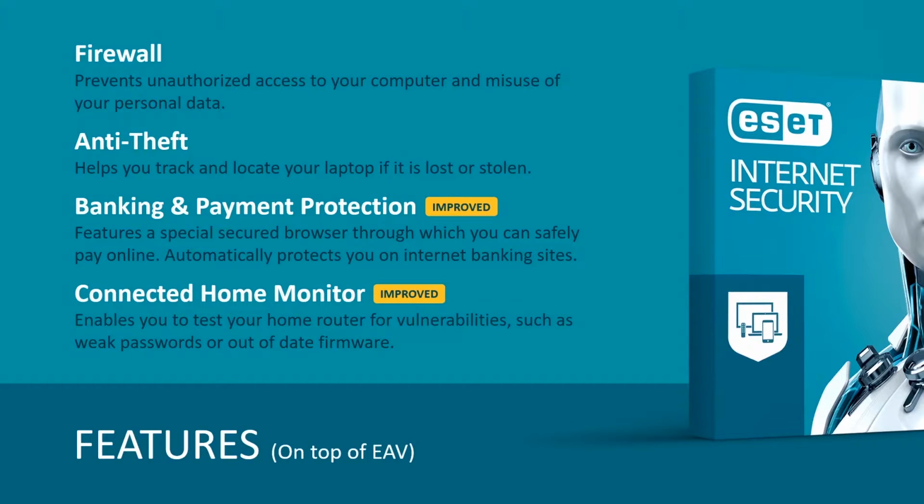Banking and payment protection. If you have this feature enabled, ESET will detect whenever you are browsing to a banking web page and will redirect you to a secure browser protected by ESET. You will see a green border surrounding the browser window and an ESET badge at the top right, indicating your browsing session is secure. You can activate the secure browser whenever you please, for example, when you are entering your credit card details for an online purchase.